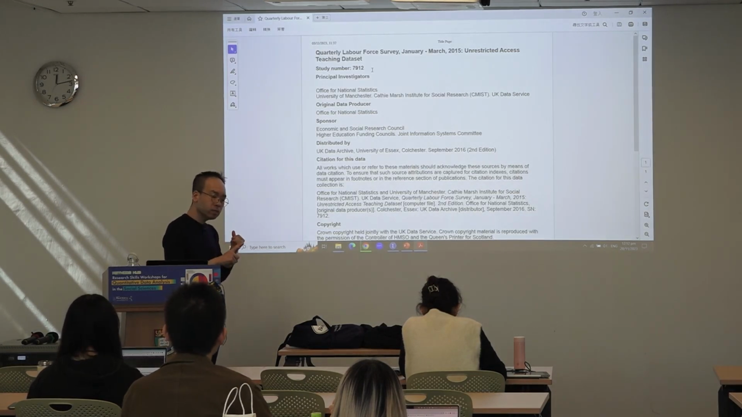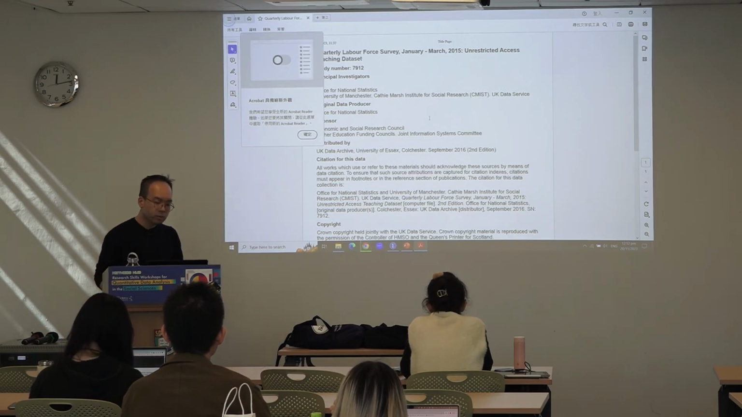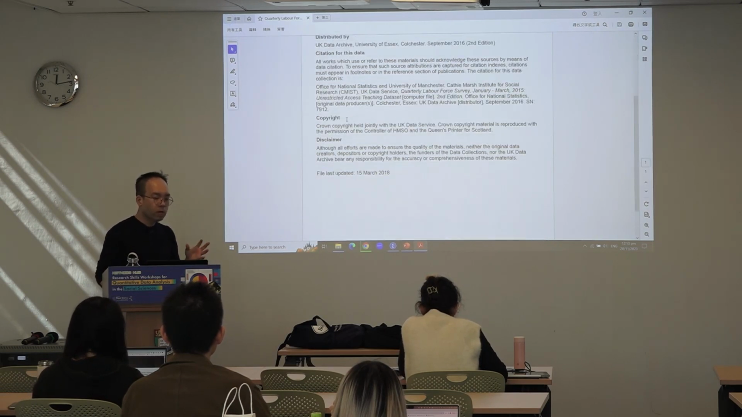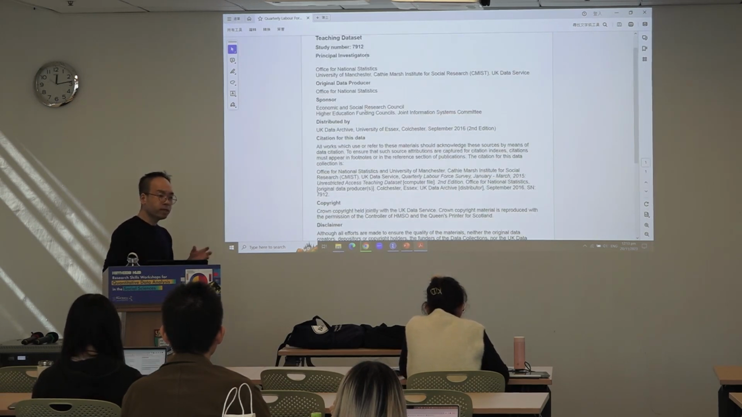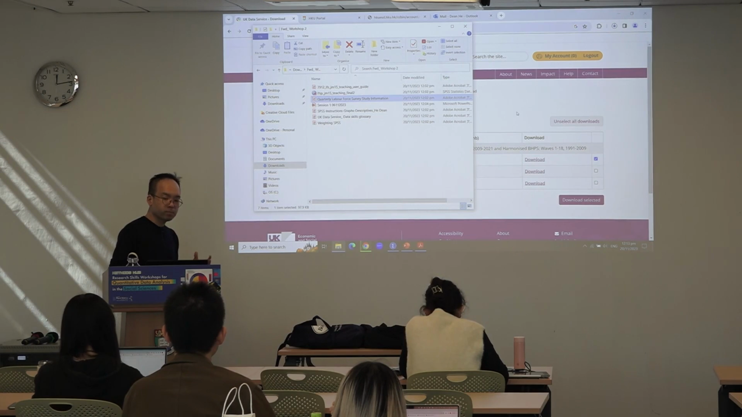But it's also a smaller data set, and this is what we call an unrestricted access teaching data set. So there were no restrictions, and we were just able to download it right away, which is cool. But it's a different lesson that we learned for the second workshop. We need to register an account, but the benefit of registering an account is that you could keep things under the same profile.